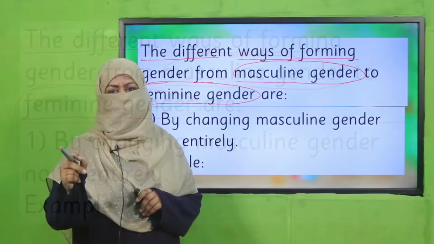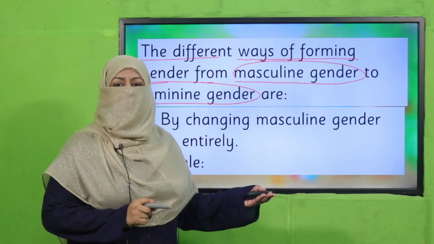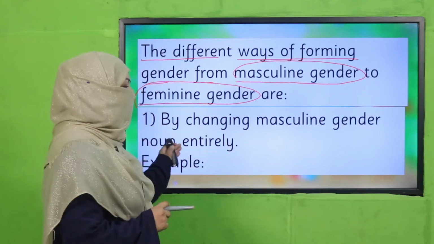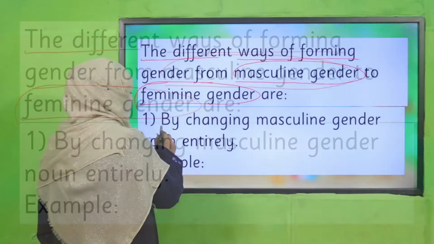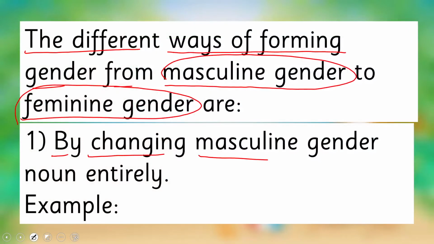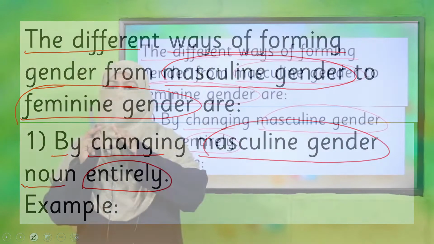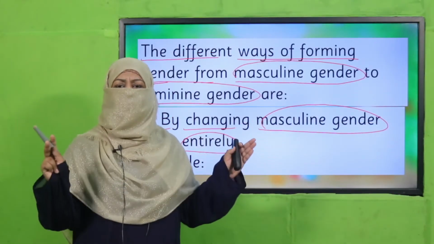How, if we have a masculine noun, how we write its feminine, and likewise if we have feminine, how we write its masculine. There are different rules, so we will just discuss two for today. The first rule is by changing masculine gender noun entirely. Means there are examples for which masculine noun and feminine noun are totally two different words.